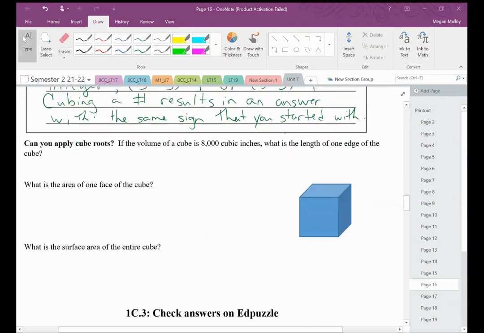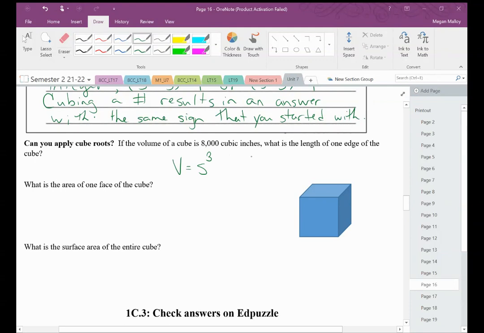All right, let's see. Can we apply our square roots? This is similar to our fence problem from our square roots practice page, except now we're talking about a cube. It says if the volume of a cube is 8,000 cubic inches, what is the length of one edge of the cube? The first thing we have to think of is how do we find the volume of a cube? Well, the volume of a prism is length times width times height, and in a cube all three of those values are the exact same. So the volume of a cube we can look at as side cubed.